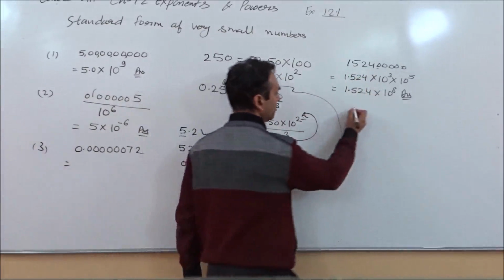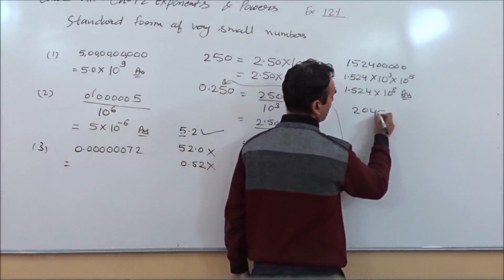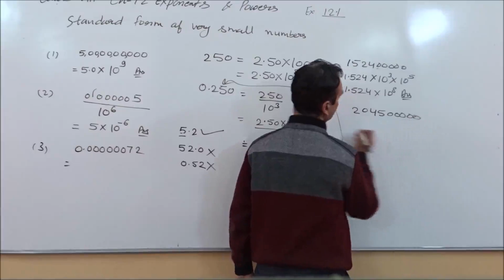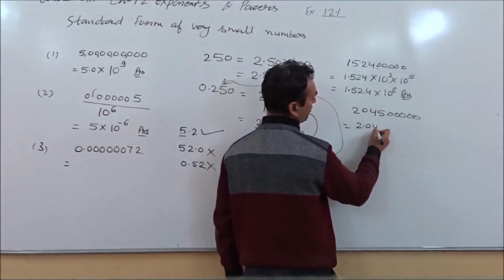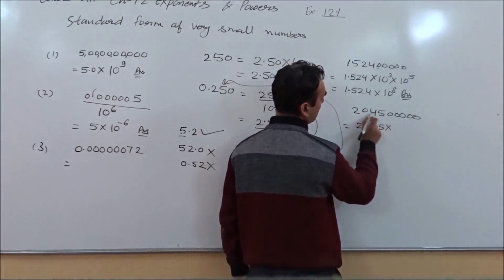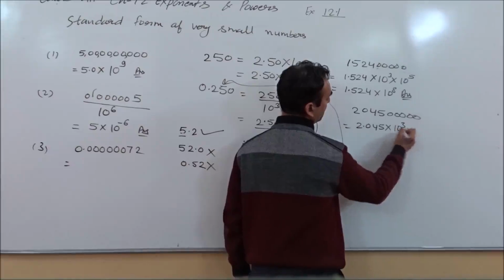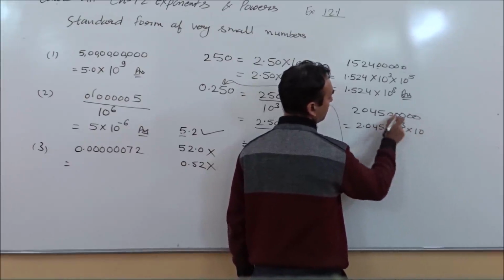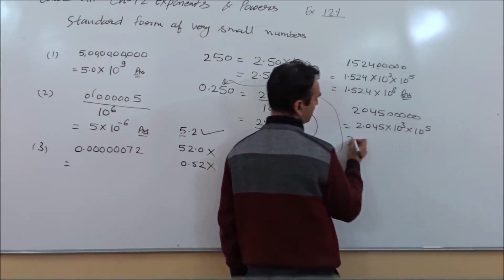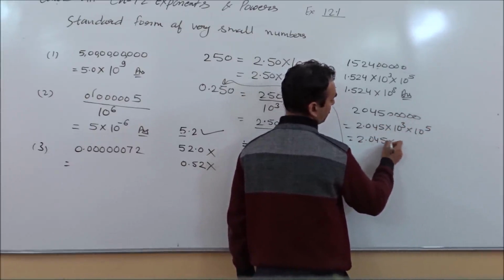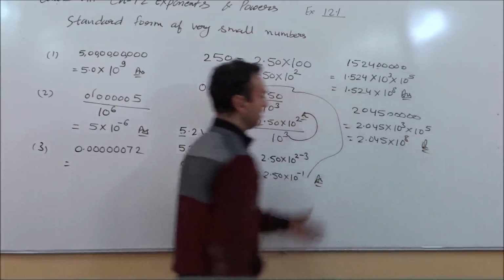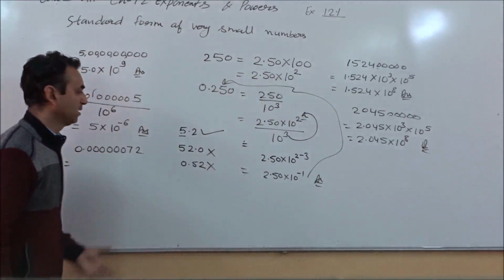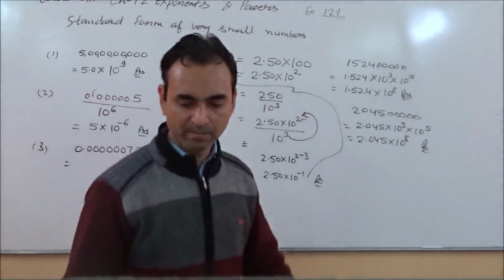Let's take one more question. 2045000. So here you will write 2.045 into 10 raised to 3, and this you can write 1, 2, 3, 4, 5. So 2.045 into 10 raised to 5 plus 3, that is 8. So this is the answer. You can see it is very easy. If you do practice and understand the topic, then you can do better.